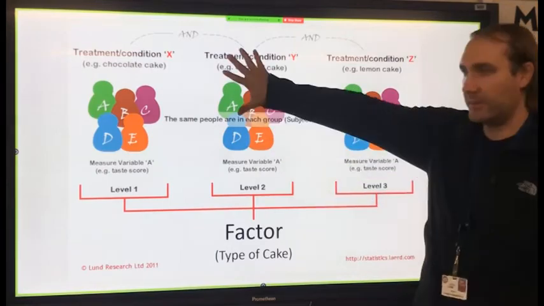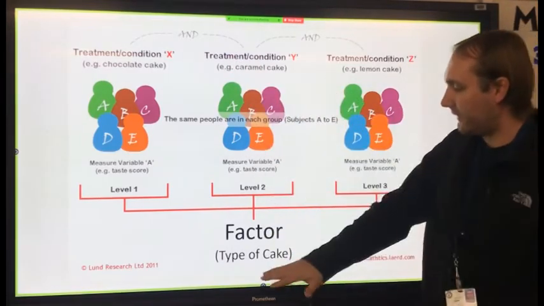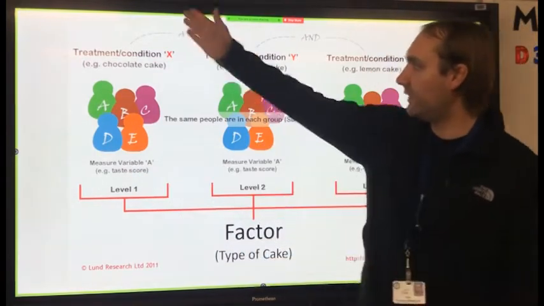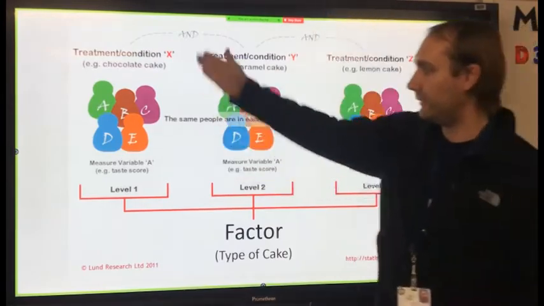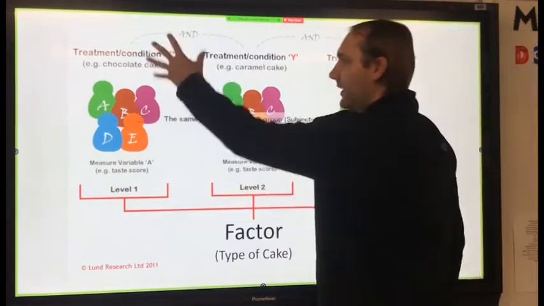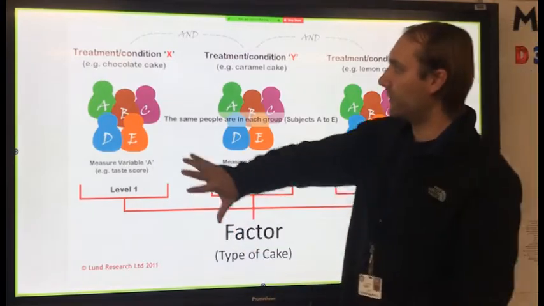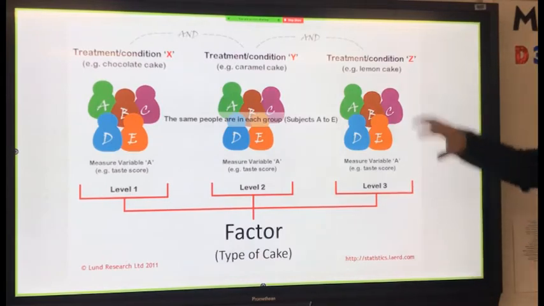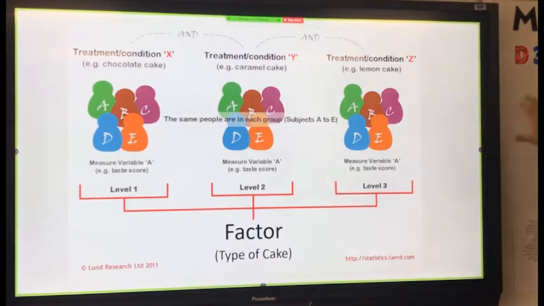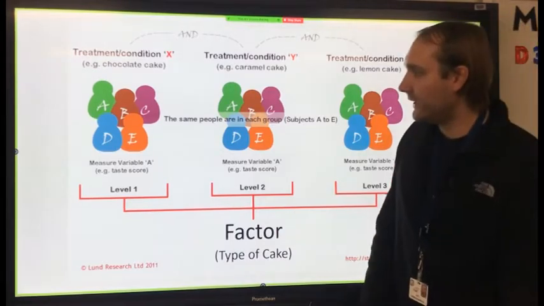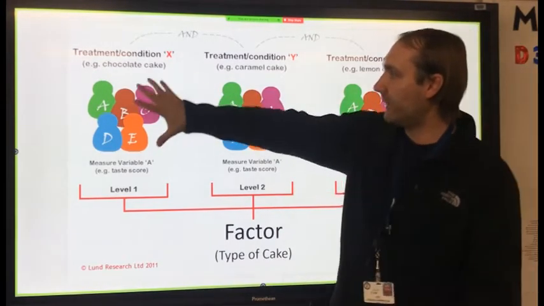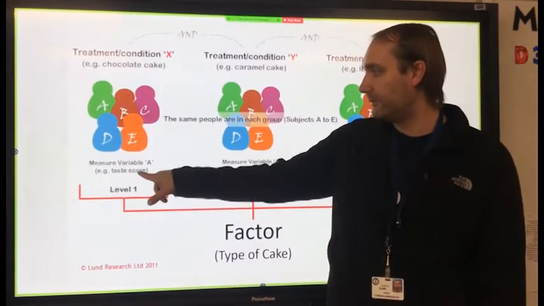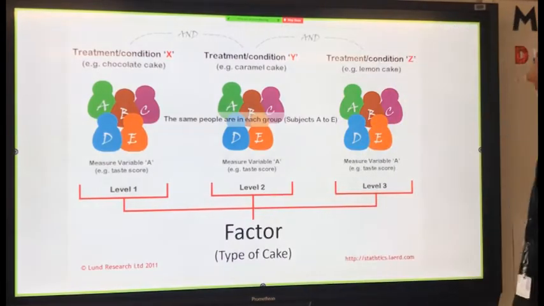So all of this is my experiment. My factor in this experiment is the type of cake, and I'm testing their taste score. Each of these different types of cakes is called a treatment, and within these there is also a level. So my chocolate cake is level 1, caramel cake level 2, lemon cake level 3. And if I had more cakes, I'd just have level 4, 5, and 6. Now, what am I trying to gain from this? I have these people eat these cakes, and my response variable is their what? Taste score.